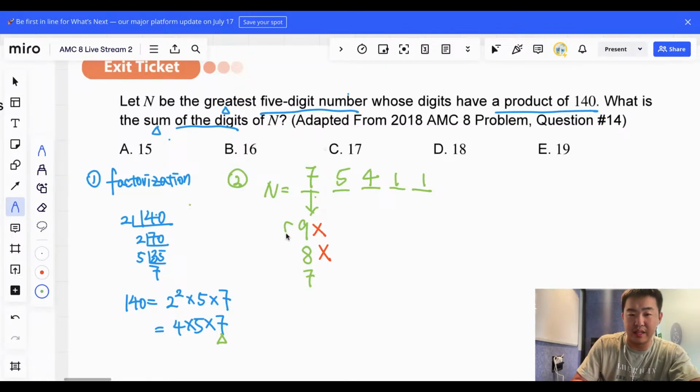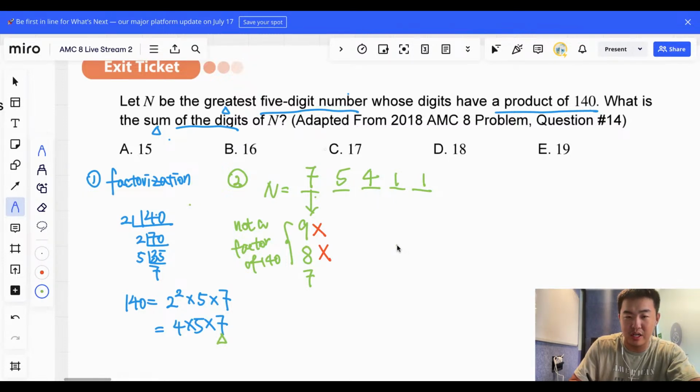So I will say these 2 don't work because they are not a factor of 140. So we know our n is 75,411. So how do we add up? It should be easy, okay?